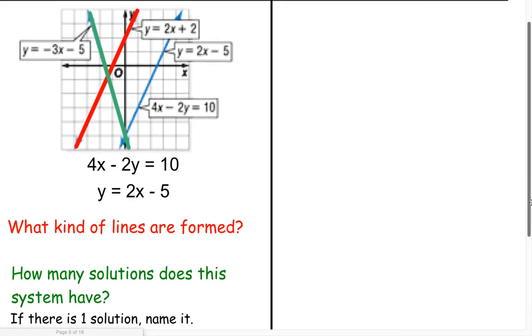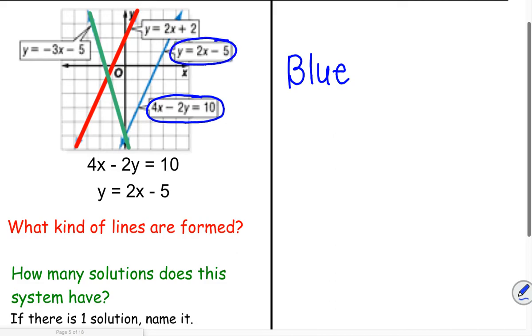Third one, we have 4x minus 2y equals 10, which does fall on our graph. It is the blue line. And then we have y equals 2x minus 5, which is also the blue line. So you'll notice that there are two different equations going to the same line. And that's because we have equations in two different forms.